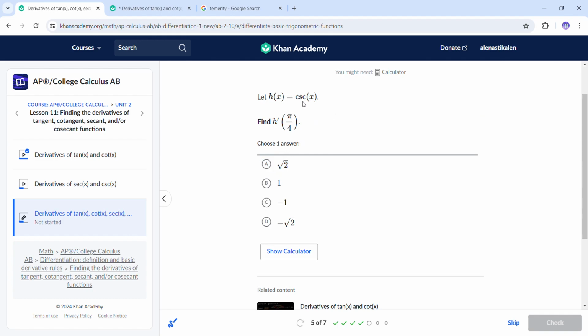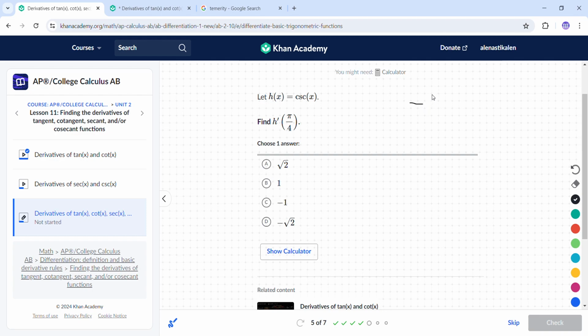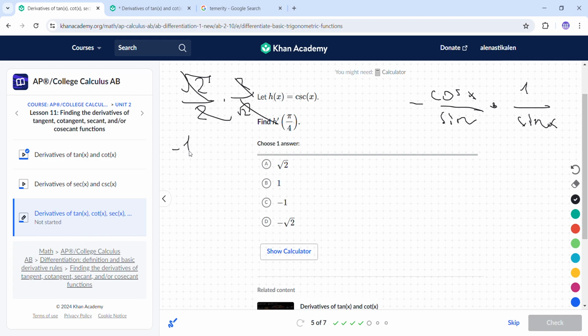Okay, let's see. So we have to find the derivative of cosecant of x, which we already know is going to be negative cosine of x over sine of x multiplied by 1 over sine of x. Yeah, that's what it's going to be. So pi over 4, I mean, that's just square root of 2 over 2. Since we're dividing it by the same, it's just going to simplify to 1, right? All of this simplifies to just negative 1.